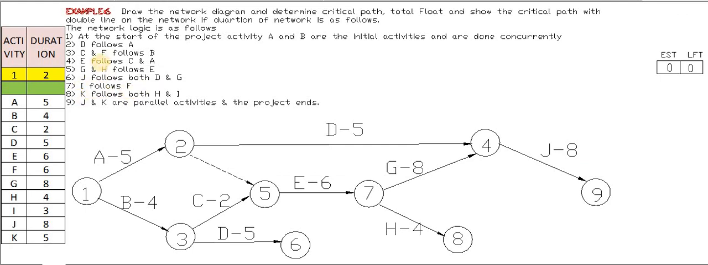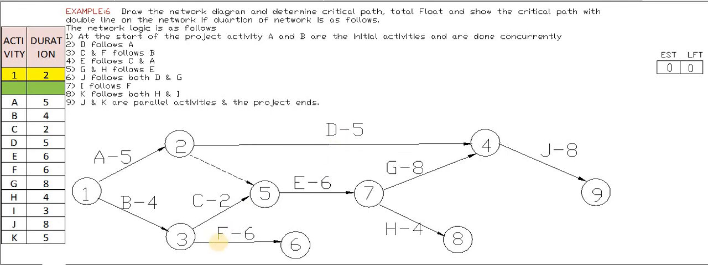What is serial number 7? I follows F. Only after completion of F will I be calculated. So serial number 7, I follows F. F has to be completed first, so here we have to draw the F activity. So here we have drawn the network diagram, and it was changed a little bit.